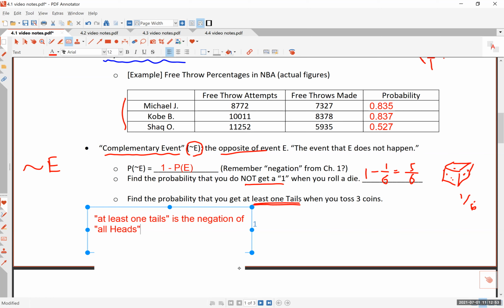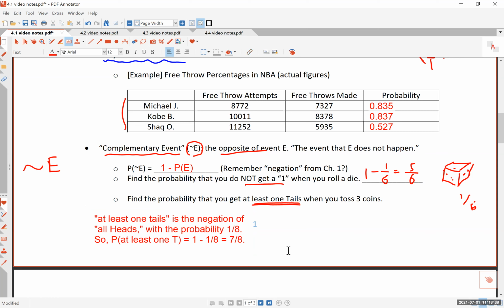In chapter 1, we learned that the opposite of having at least 1 tails, or there are some tails, the negation is what? No tails, okay? That means all heads. And so the negation is all heads. And what is the probability of having all heads? We calculated that already. The probability of getting all heads was 1/8. And so the probability of at least 1 tail is equal to 1 minus 1/8, which is 7/8. Okay, so that is how you get the answer.